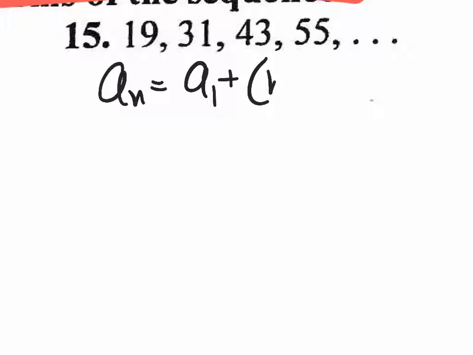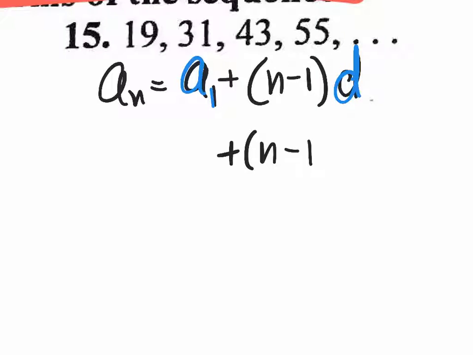Again, the general rule we need to have memorized, a sub n equals a sub 1 plus parenthesis n minus 1 times the common difference d. The only two things you're plugging in are your a sub 1 and your d. Everything else stays the same. So plus n minus 1, everything else stays the same. The a sub 1 value is 19, so you put the 19 right there.